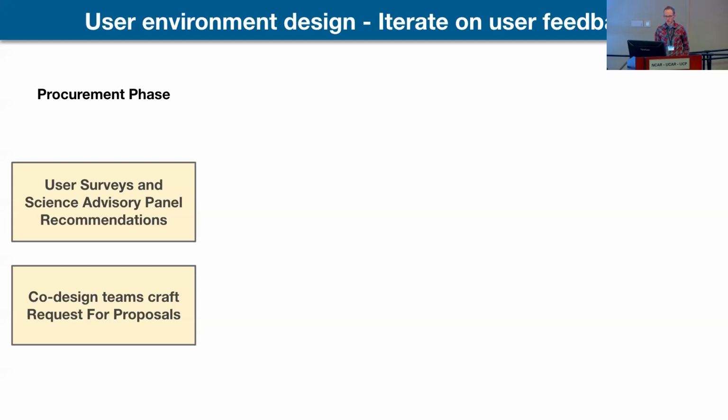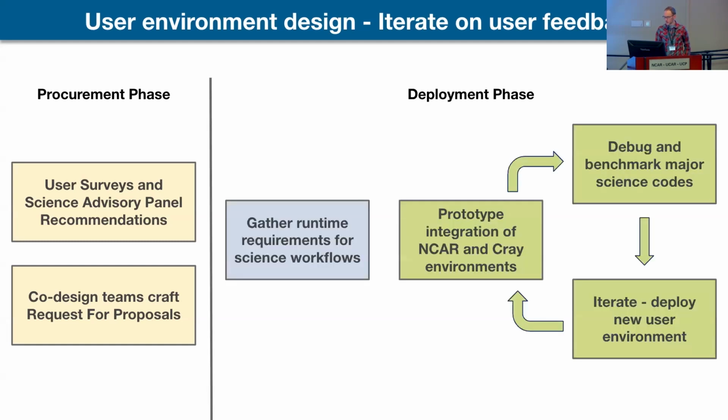So, just a little bit about our user environment design. We've really tried to take an iterative approach here, as one does. In our procurement phase for the system, we had a science advisory panel give recommendations. We did user surveys. We had co-design teams craft requests for proposals, when the time came to ask for bids. And then when we got to the deployment phase, which we've been in for a fair bit of time, with delays from COVID and supply chain and all that stuff, we gathered requirements for the science workflows from probably 30-plus different user groups across the lab.